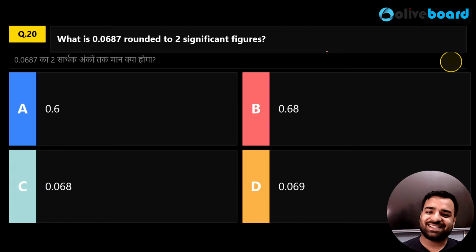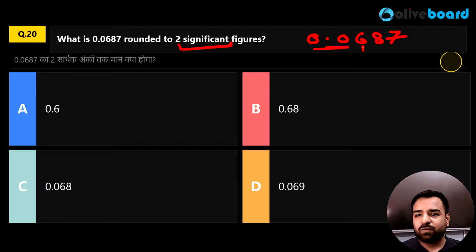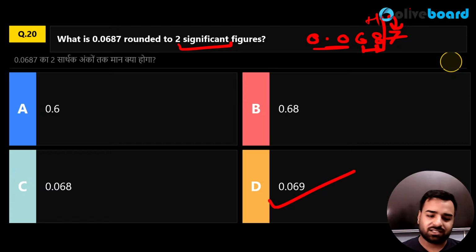So that's correct. It was 0.0687. It was talking about two significant figures, so we'll ignore this. First, second, just draw a line. It is greater than 5, so it will be plus 1. So 0.069. That's great, guys. Perfect.